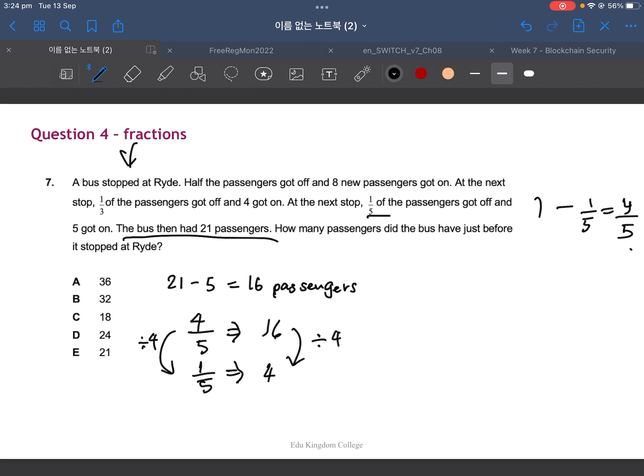Right? Why did I work out 1/5? So that I can find 5/5, the total amount of passengers before they even got to this stop. So 5/5 would be times 5 from here. So 4 times 5 is 20. So great, I know that before this last stop, I had 20 passengers.